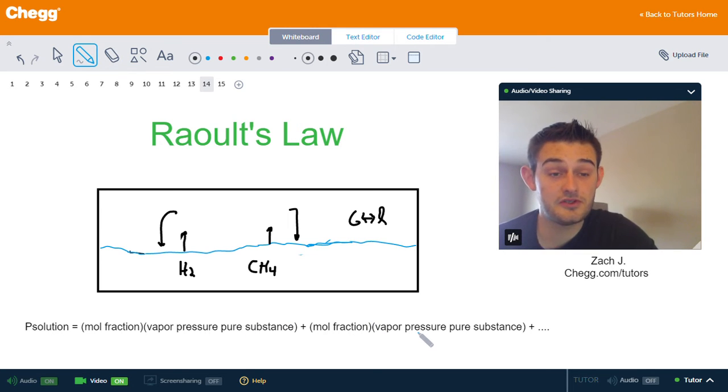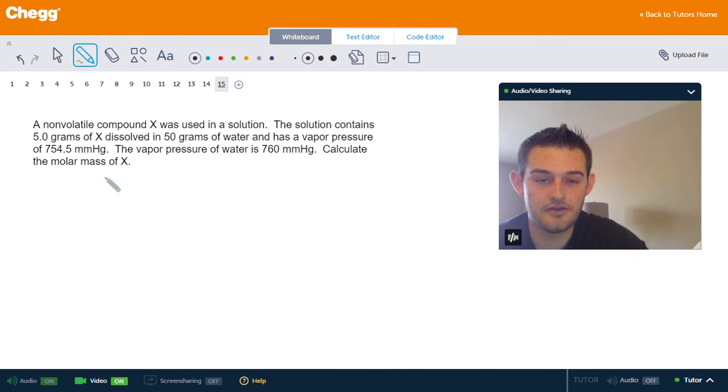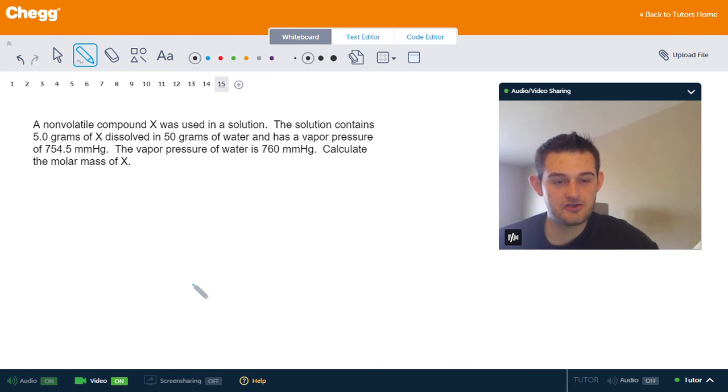So Raoult's law really isn't too complicated. It's pretty straightforward, but some of the problems can get kind of tricky. So I'm going to work out a problem here that is kind of tricky, not as tricky as could be, but it's still kind of difficult.